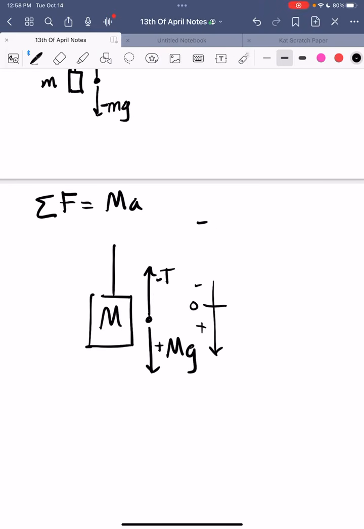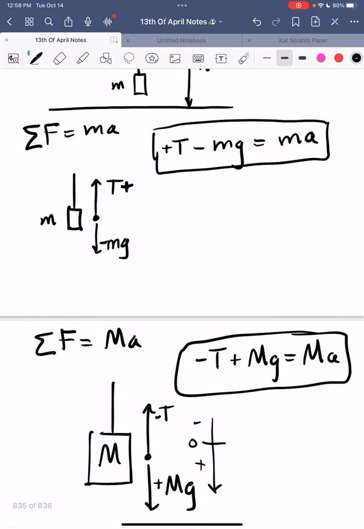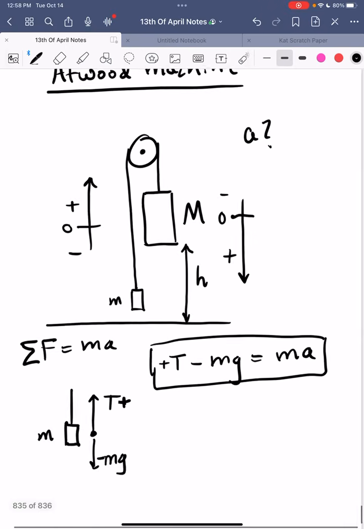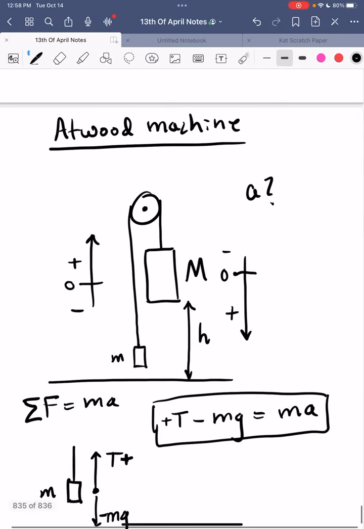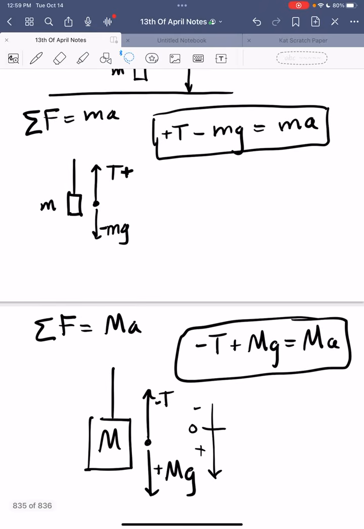So I have this equation, minus T plus capital Mg equals the mass of the big block times the acceleration it will experience. So now I've got these two equations that are boxed. And now the goal is, if I want to find the acceleration of the system, if I want to find out how the system will accelerate, I need to grind these equations down to something simpler.